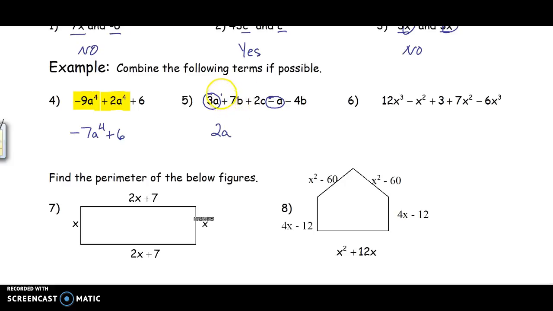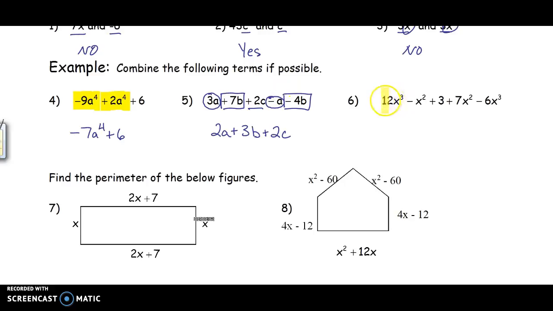Positive 7b. This time we're going to use a square. And negative 4b. So 7 minus 4 is plus 3b. And then lastly, you just have plus 2c to bring down on its own. So far we've highlighted, and we have used our shapes. I'm going to highlight again on the last one.